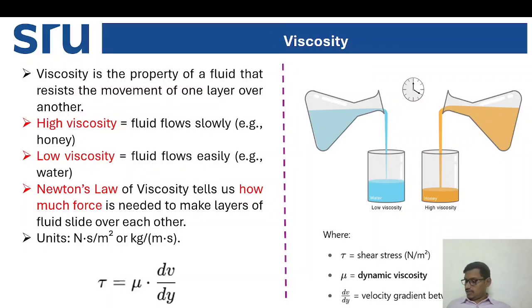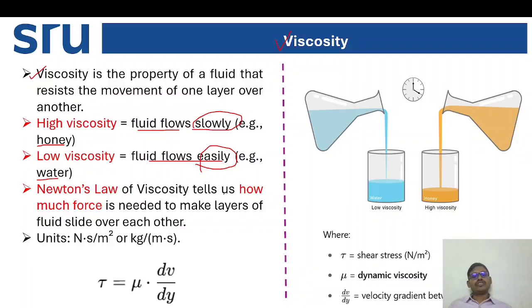Now coming to another concept, that is viscosity. Viscosity is a property of a fluid that resists the movement of one layer over another layer. High viscosity means the fluid flows slowly. Example, honey: the viscosity of honey is high and the viscosity of water is low. So water flows easily. High viscosity means it goes slowly, low viscosity means it goes easily.